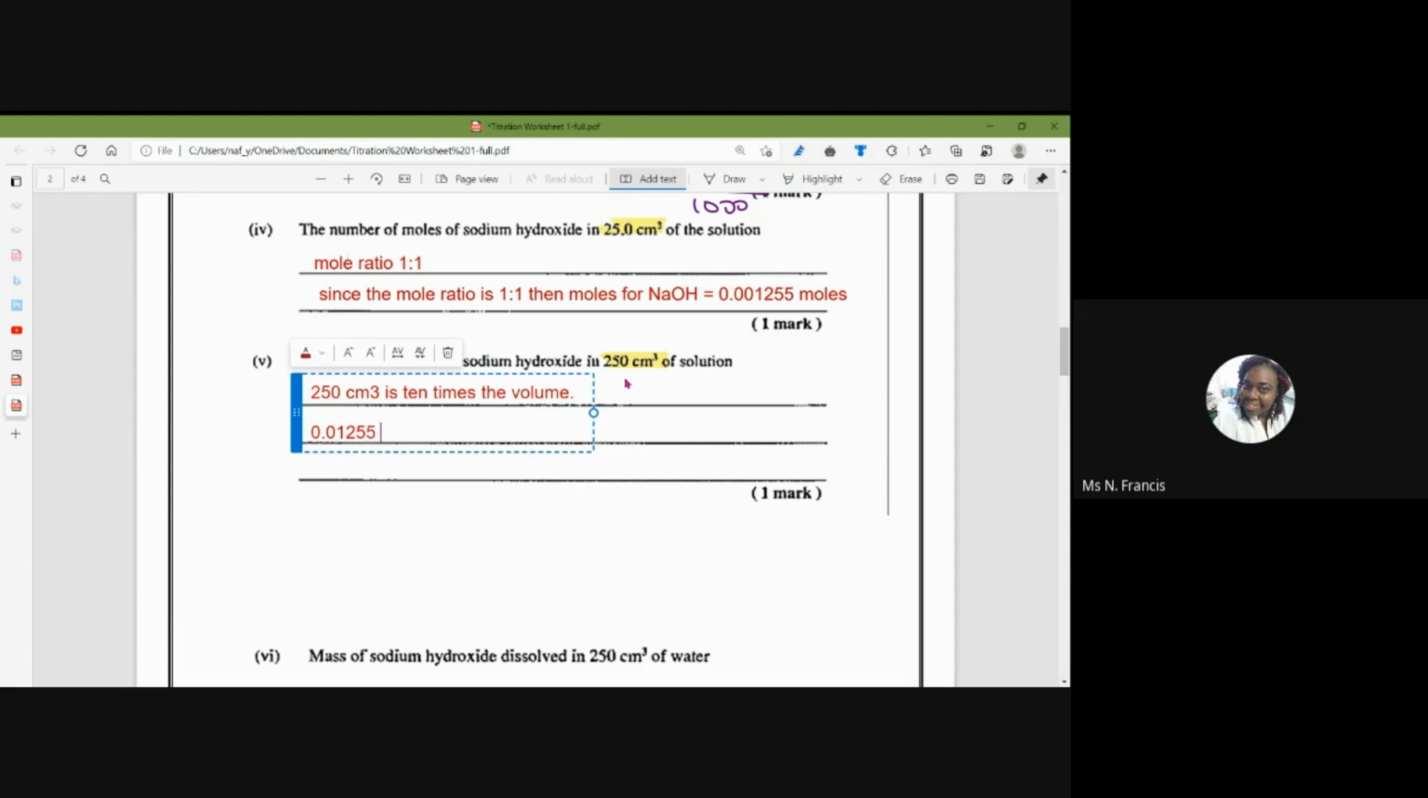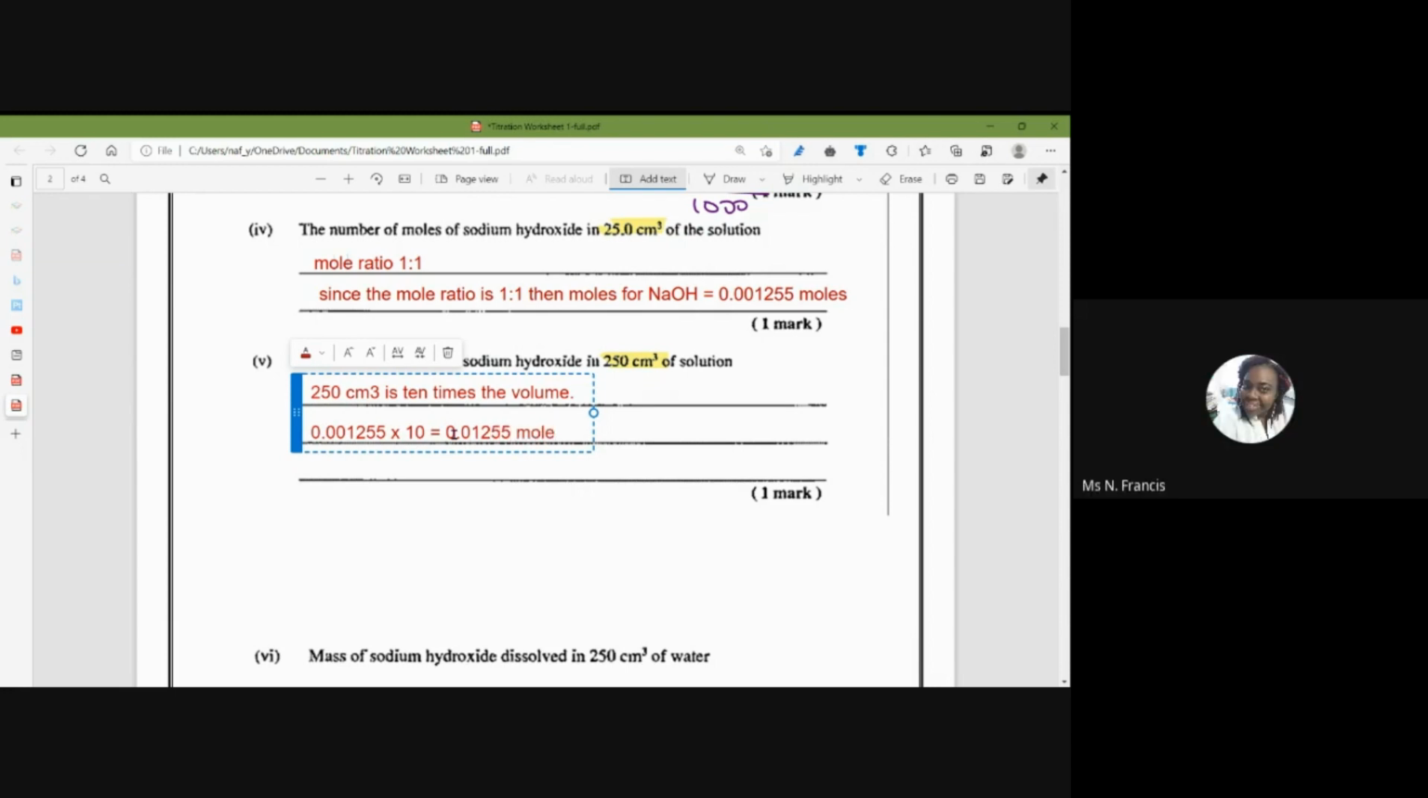0.001255 times 10. That's all we have to do. And this will be equal to what? I think I missed out a 0. Too many zeros. So this will be 0.01255. Yes, there you go.